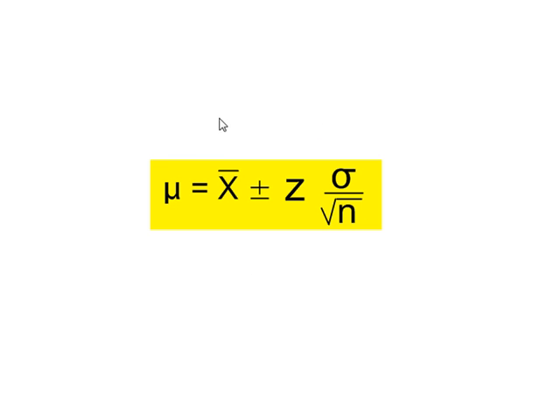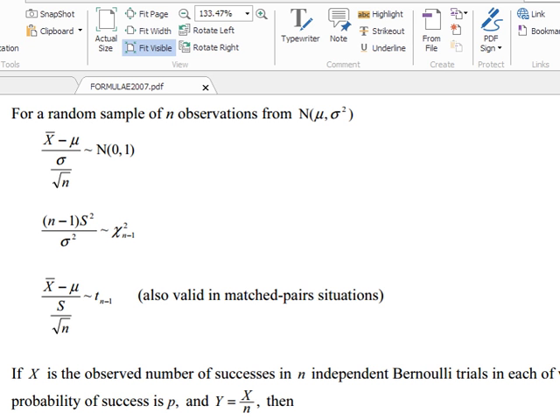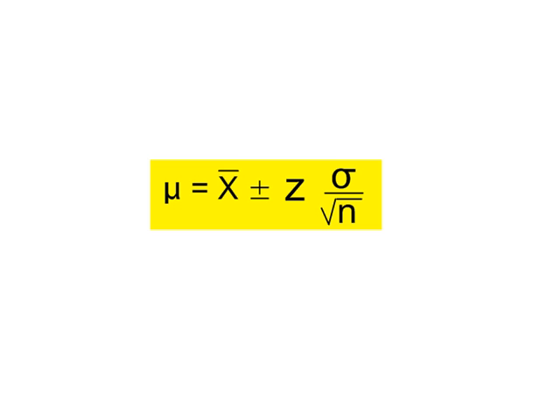This is the formula that needs to be memorized. The formula comes from a rearrangement of this formula, which is on page 12 in the AQA formula book, and it's Z is equal to this, and you can rearrange this to make the population mean the subject, and by doing so you end up with this formula.